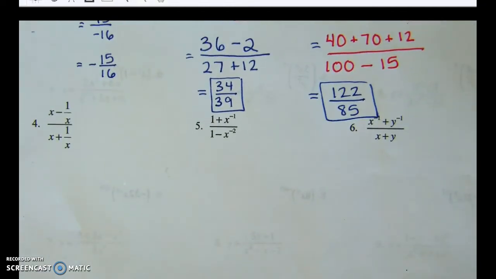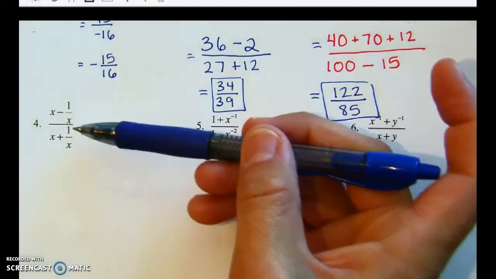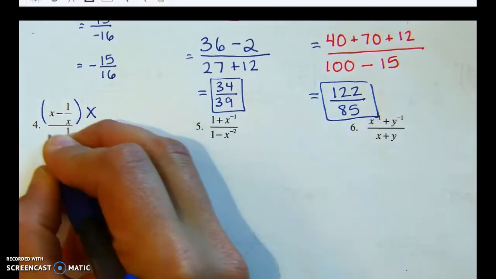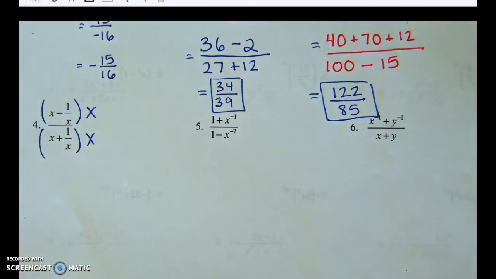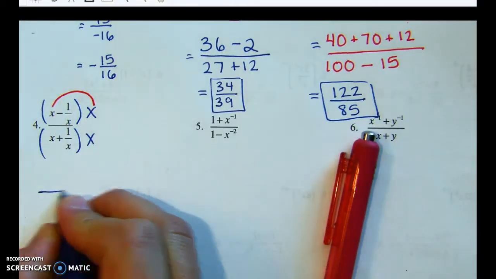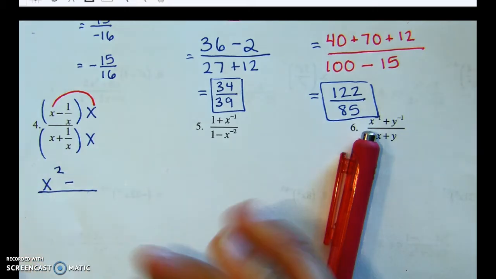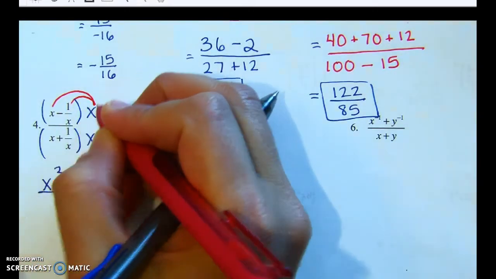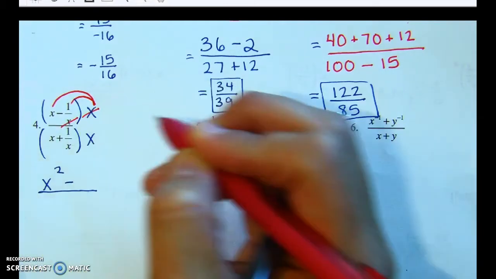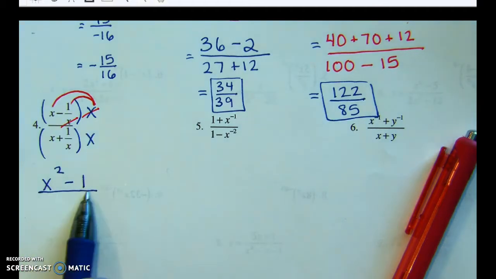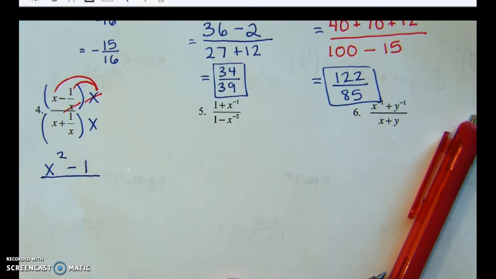Okay, you ready for some variables now? Yes, you can. Here we go. So what's our least common denominator? 1x. X over x. So we have x times x. X times x is x squared minus, what happens to these x's? They cancel, they divide out, and we're left with x squared minus 1. That should make you feel something special in your heart, x squared minus 1.